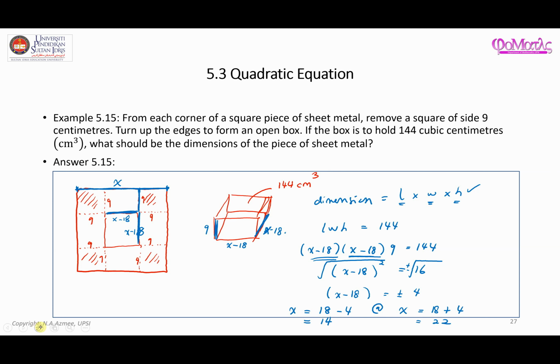Now the final answer should be x is equal to 22. It cannot be 14, because then you will get a negative value for this part, x minus 18. So x is 22. Therefore, if x is 22, we know that height is actually 9. So length is actually x minus 18. So if x is 22, the length is 4. And the width is also the same, which is x minus 18, which is 4.